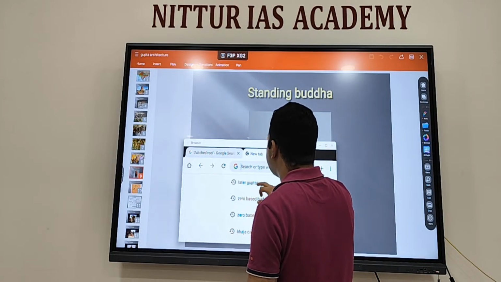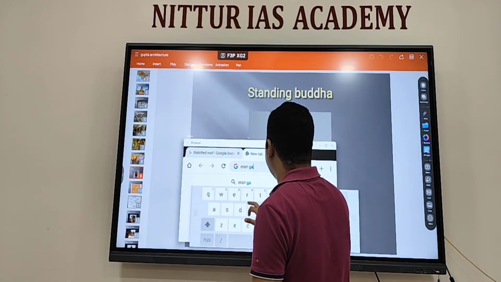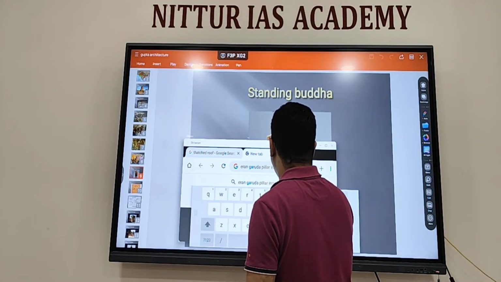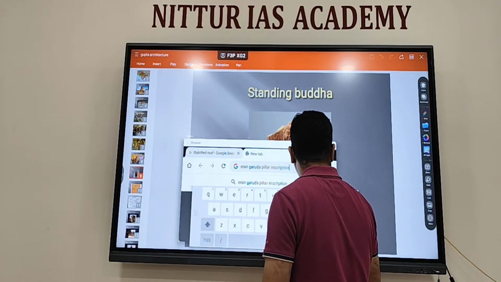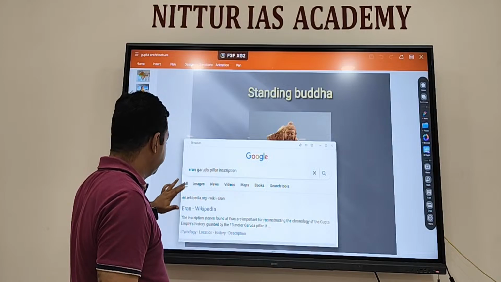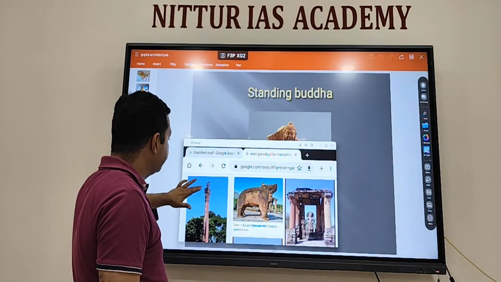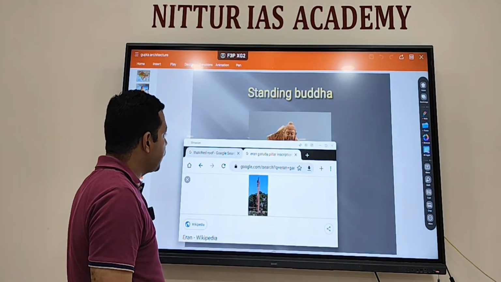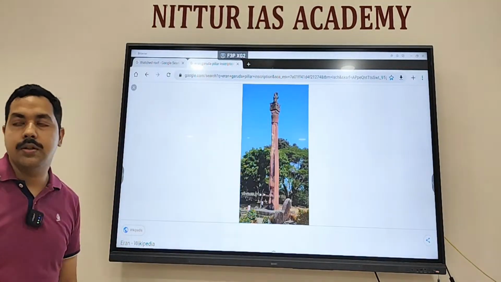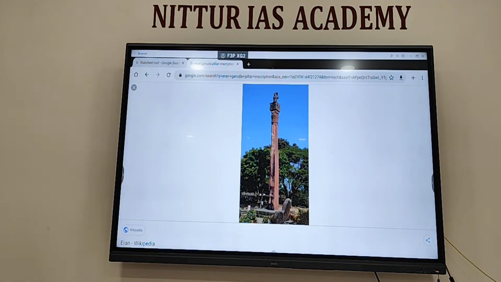Garuda pillar inscription. This is being seen in MP, belonging to the Gupta period, and contains images of Garuda at the top, which is the vehicle of Vishnu.